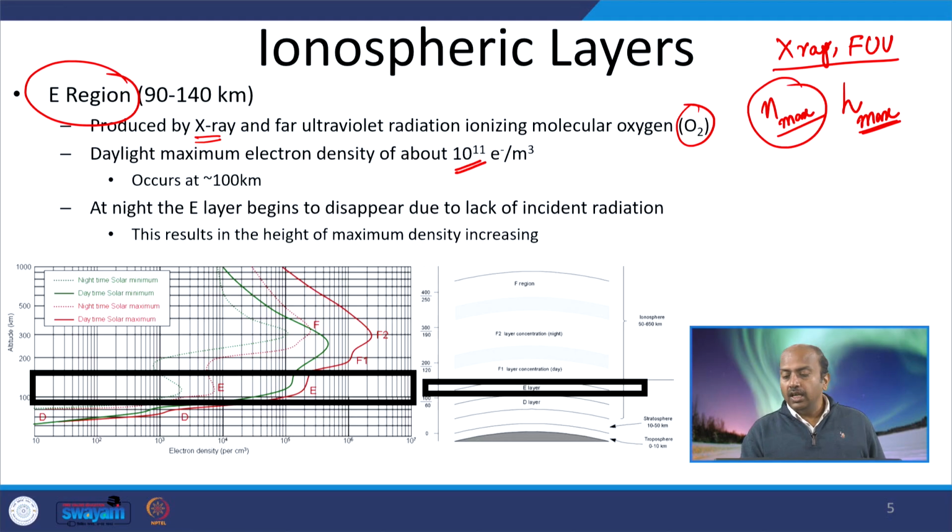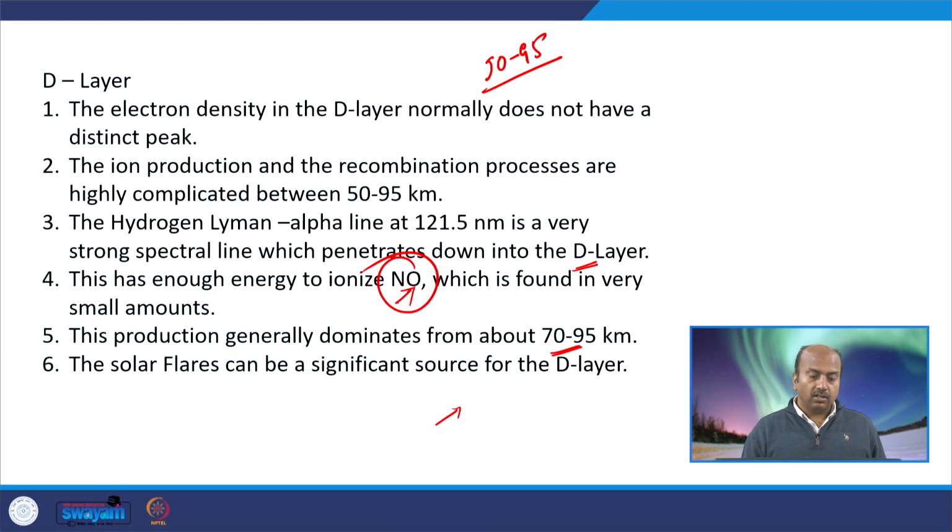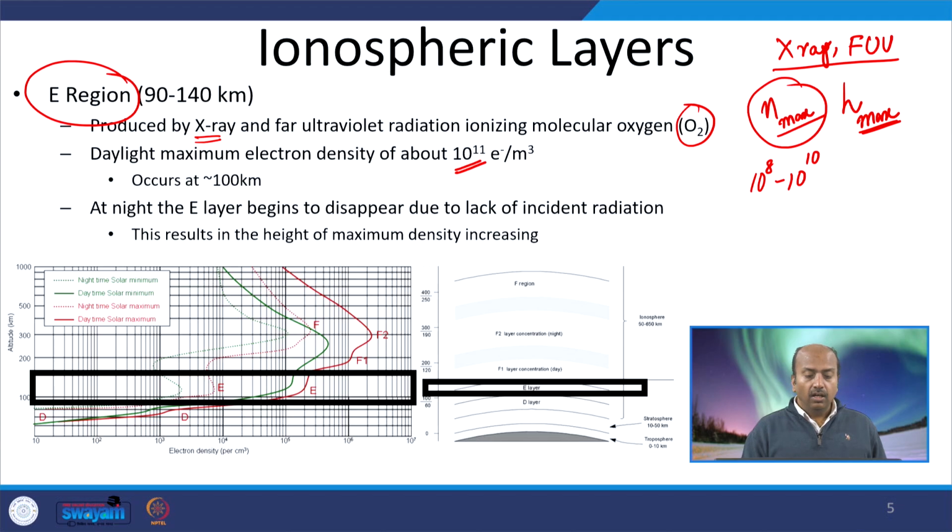Now, for the case of D layer, the electron density maximum was varying between 10 to the power of 8 to 10 to the power of 10, and then H max was not clearly defined. So, in the last slide itself, the electron density in the D layer normally does not have a distinct peak, right, but in E layer we have a distinct peak at around 100 kilometers. Okay. And during the night, E layer begins to disappear due to the lack of incident radiation, and this results in the height of maximum density increasing, right. So, D layer begins to disappear.